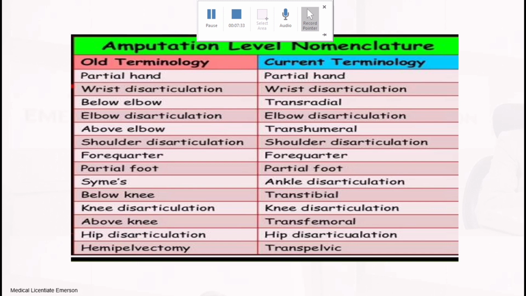Then Syme's is now being called ankle disarticulation. Then below knee is being called transtibial. Then above knee is being called transfemoral. Then hip disarticulation still hasn't changed. Then hemipelvectomy is being called transpelvic. So those are the terminologies we are using.